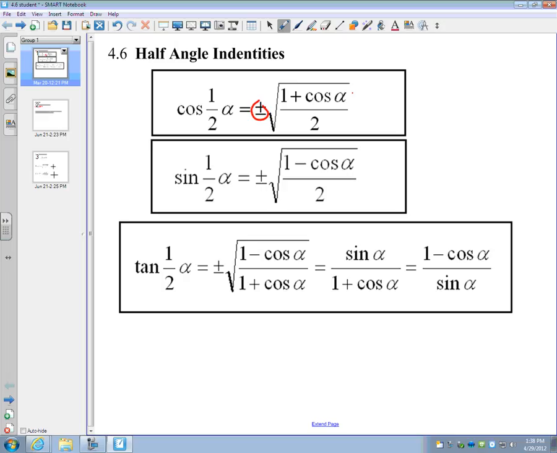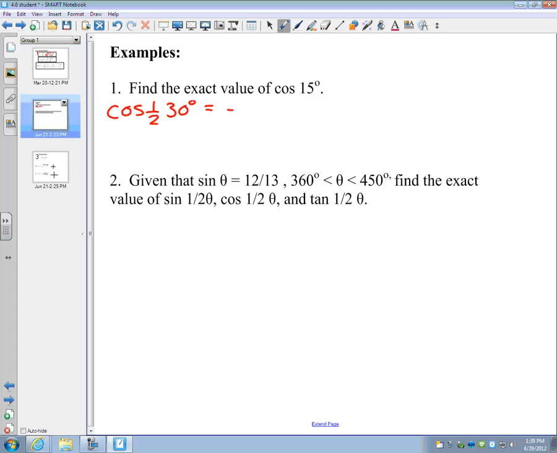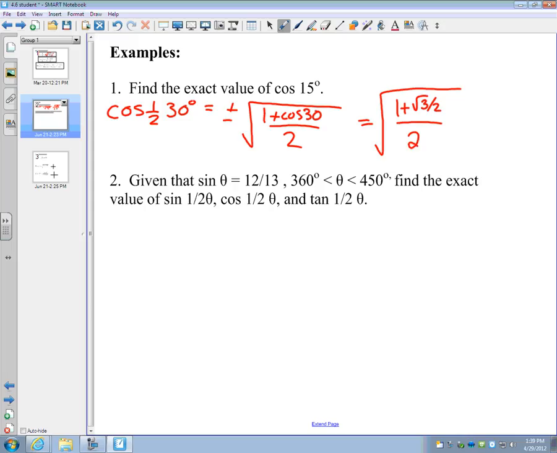Then using those identities, cos of 1/2 of 30 is equal to plus or minus the square root of 1 plus the cos of 30, which is an exact value you know, divided by 2. So we're just going to plug that in there. That is equal to plus minus the square root of 1 plus cos of 30 over 2. That is equal to the square root of 1 plus root 3 over 2, because that's the cos of 30, over 2.